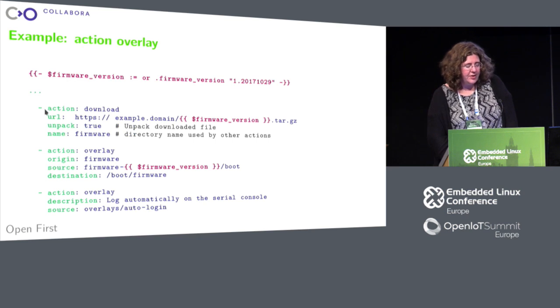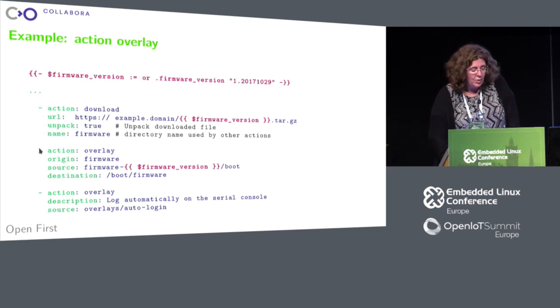So we have here three actions. The first one is the download, and then we have two actions that are overlay. The first action is exactly what we saw before. It's downloading firmware from somewhere, and I'm naming it firmware. The second action is overlay, where we are saying we want to copy things from the firmware that we have downloaded before.